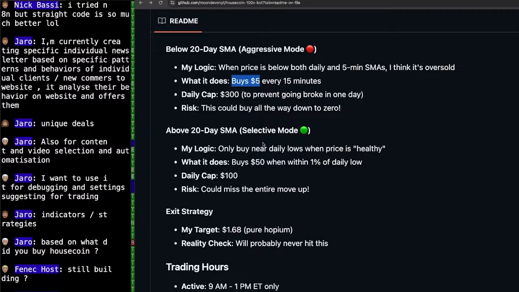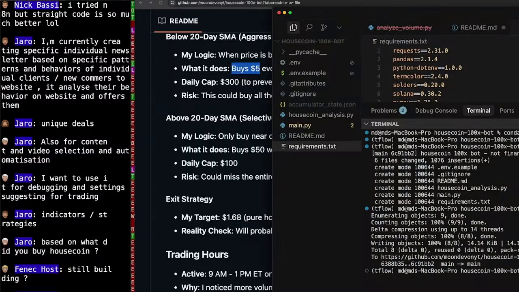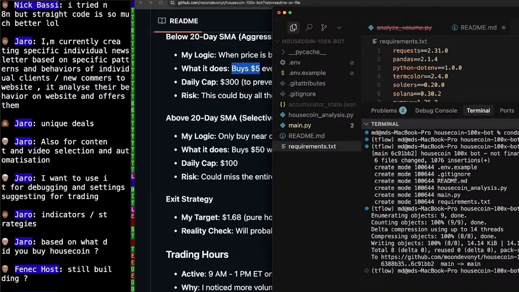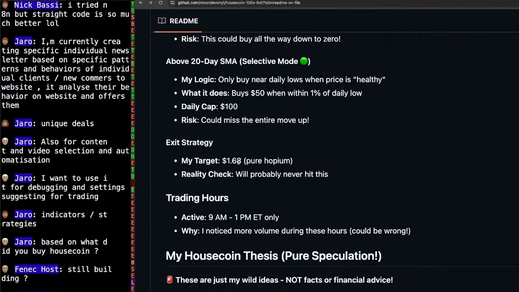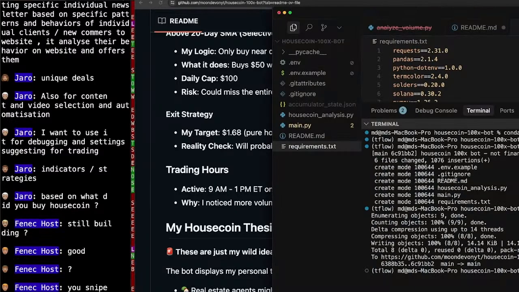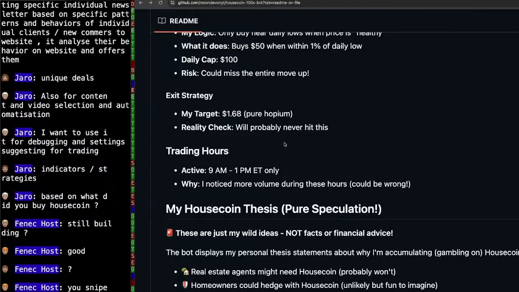Above 20 SMA, selective mode. My logic: only buy near daily lows when price is healthy. What it does: buys within 1% of the low, daily cap. Same with the above in selective mode. Exit strategy, pure hopium. For the exit strategy, in my target, show that that's 100x, so 100x dash pure hopium.